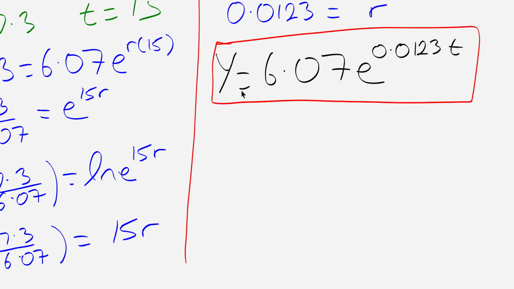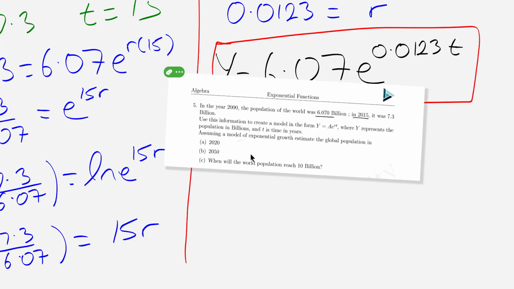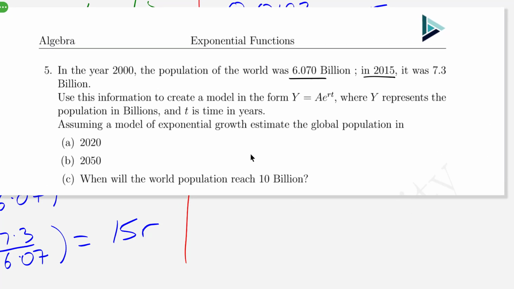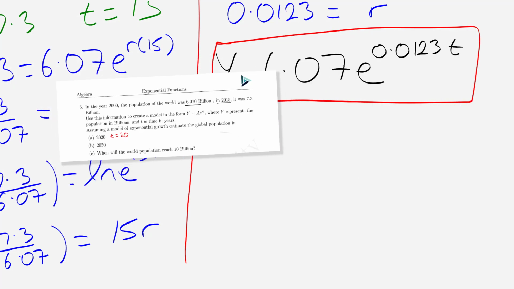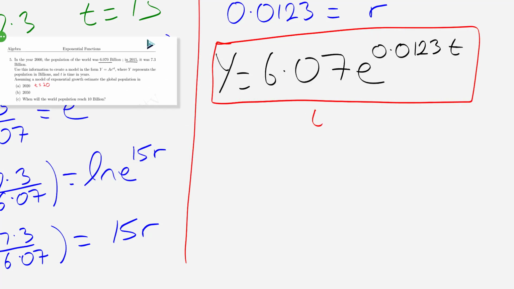So now that we know that the function is y equals 6.07 e to the power of 0.0123t, we can get back to answering some of the questions. So what were the actual questions? We've created a model. Now, assuming the model of exponential growth to estimate the population, what is the population going to be in the year 2020? In other words, what will the population be when t equals 20? This is fairly straightforward. We just have to fill t equals 20 into our function.